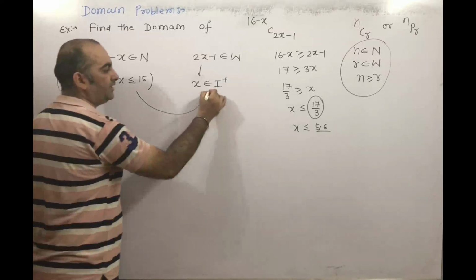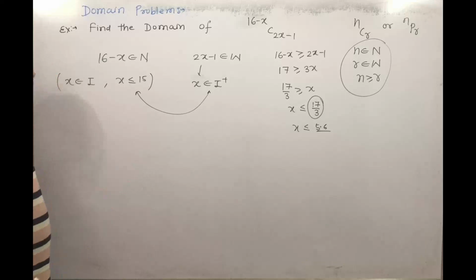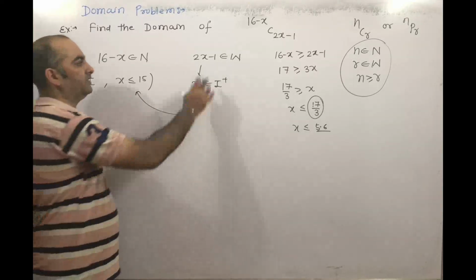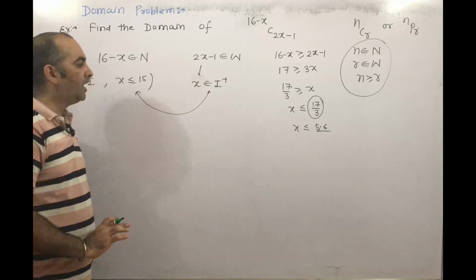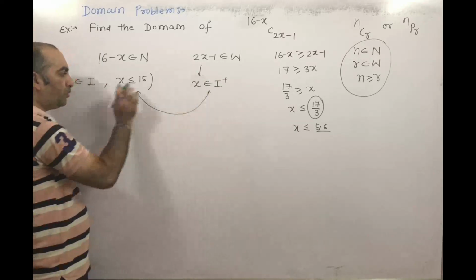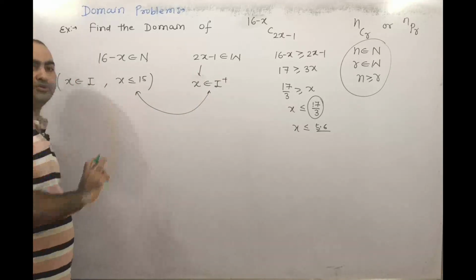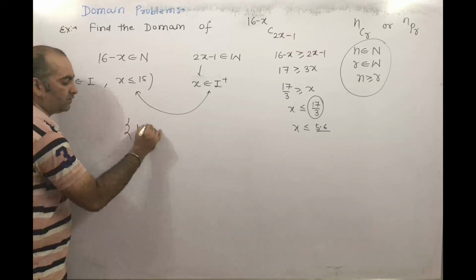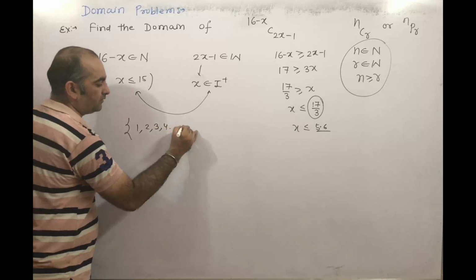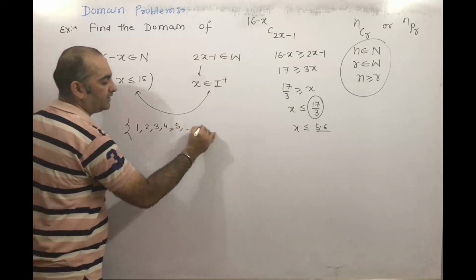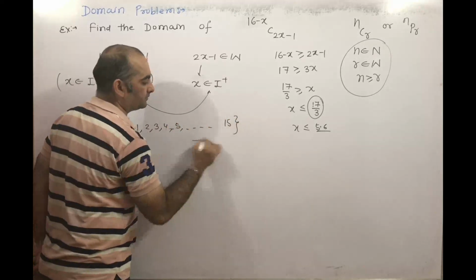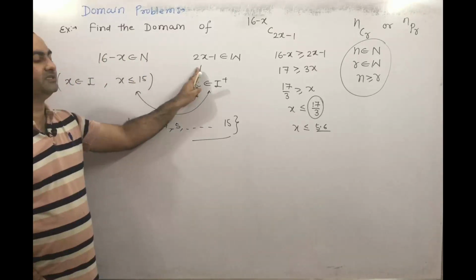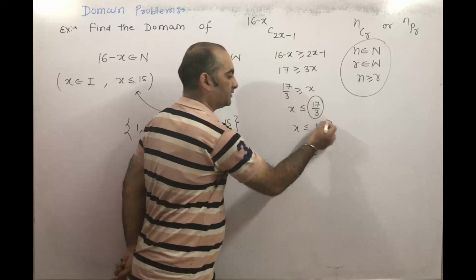Now we have to take the intersection. Directly we can say that negative integers are not possible because this is not defined. And for positive integers, this is defined and this is also defined, but the positive integer should be at most 15. So the integers here are 1, 2, 3, 4, 5 until 15. If I take x belonging to 1 to 15, then this is defined, and this is defined.